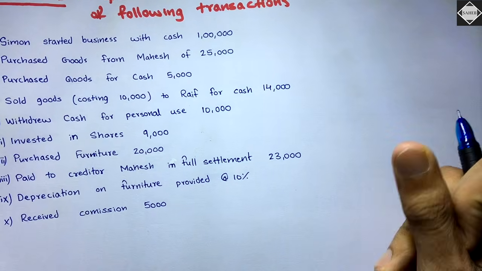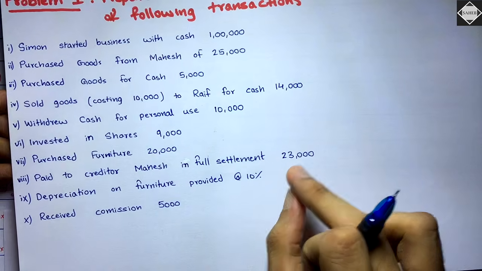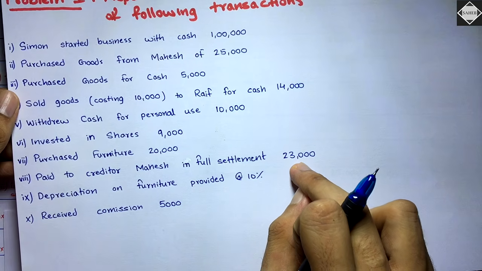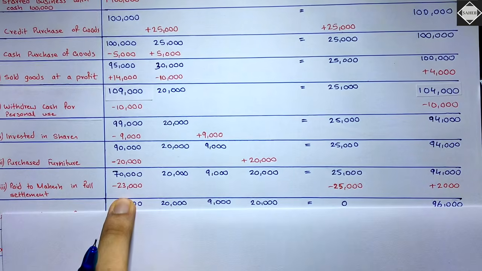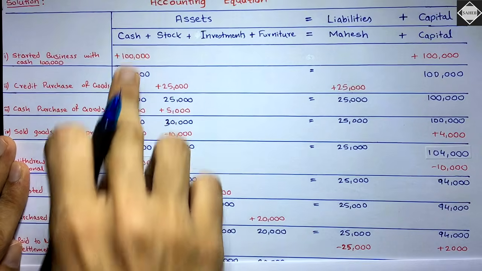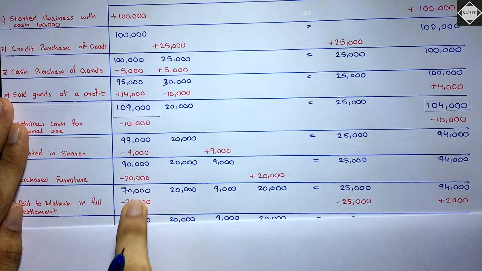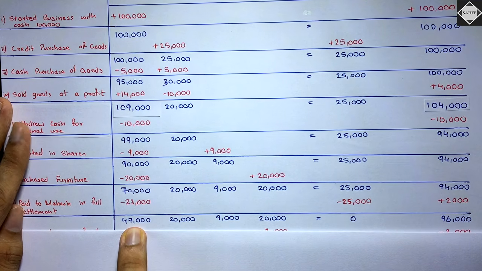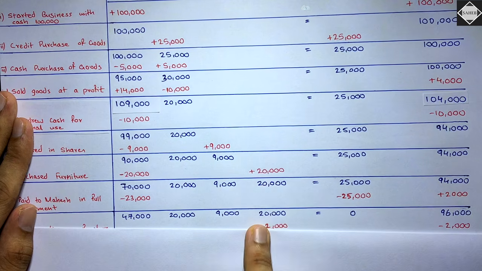And how much did you actually pay? How much cash did you actually pay in the business? How much cash the business paid? Only 23,000. So minus cash only 23. From cash you will only subtract 23. 70 minus 23, that's equal to 47,000. 20 as it is, 9 as it is, 20 as it is.